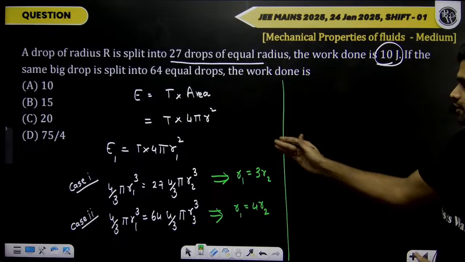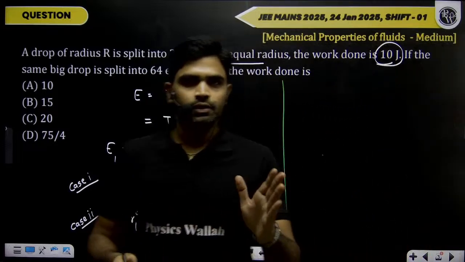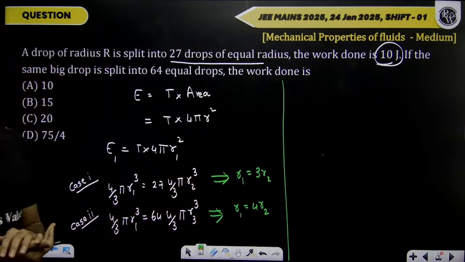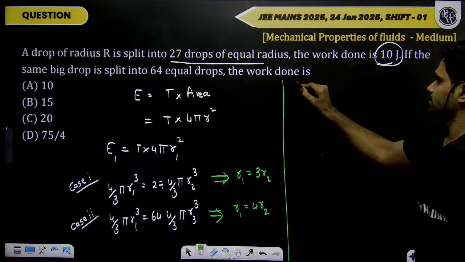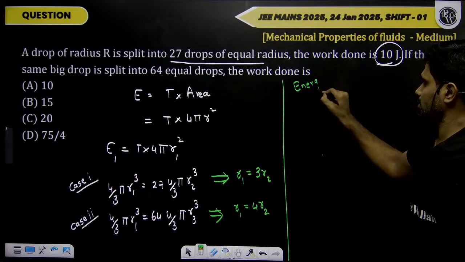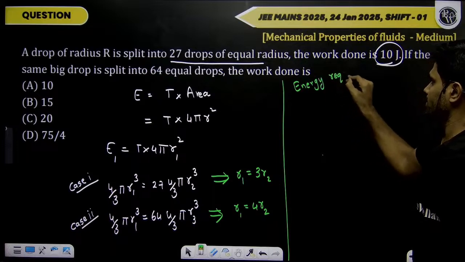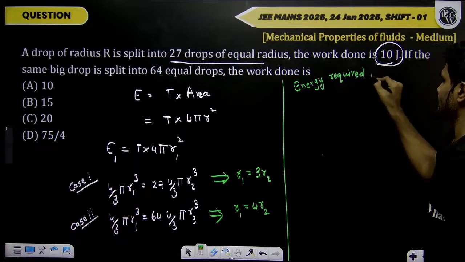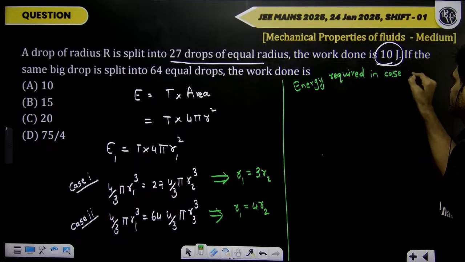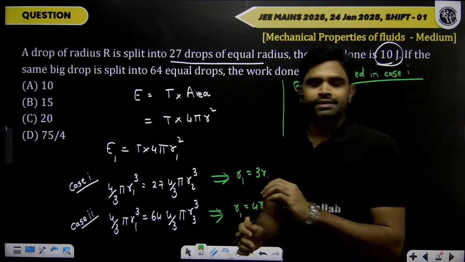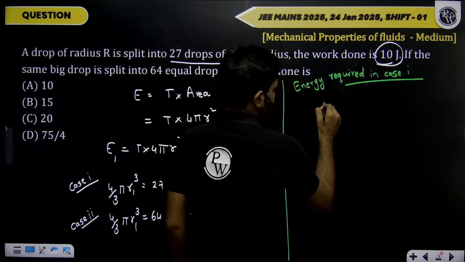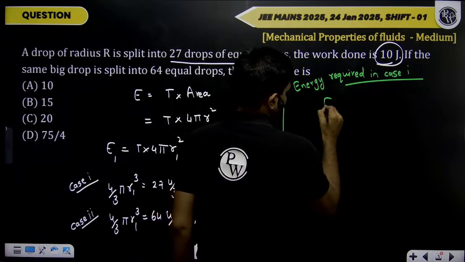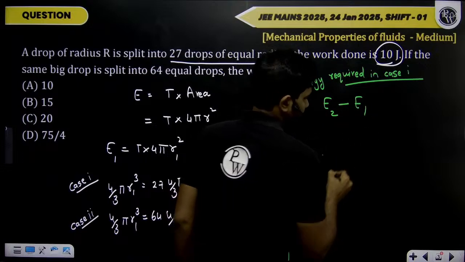Now let us find the energy required in the first case, when you are breaking it into 27 droplets. What is the energy required in case 1? Final energy minus initial energy, E2 minus E1.